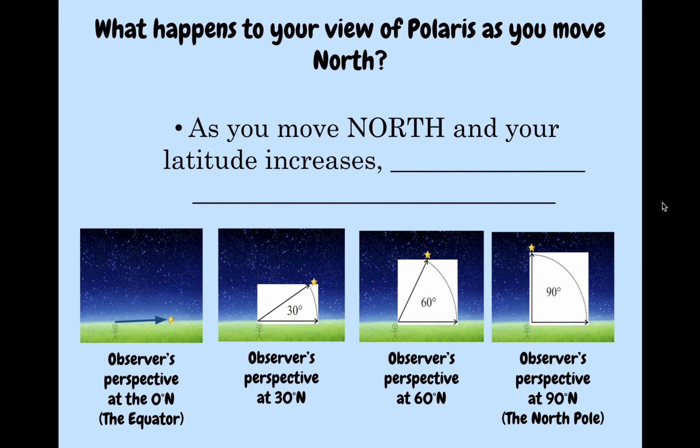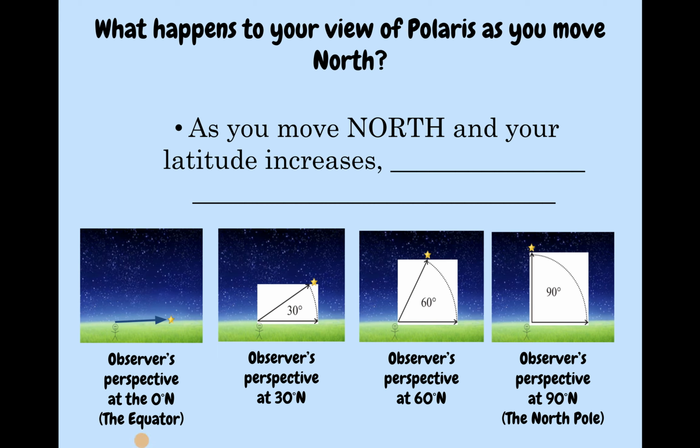So let's establish some relationships of the location of Polaris with how we move. What happens to your view of Polaris as you move north? Well, let's look at our pictures. Our first picture is the observer at the equator, and then we have the observer at 30 degrees north, at 60 degrees north, and at the North Pole.